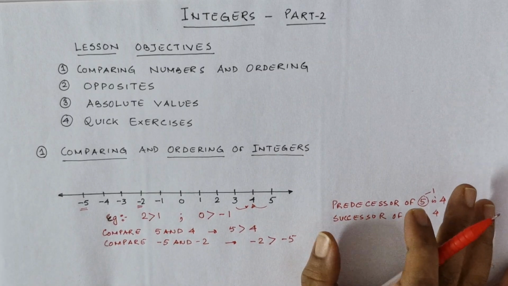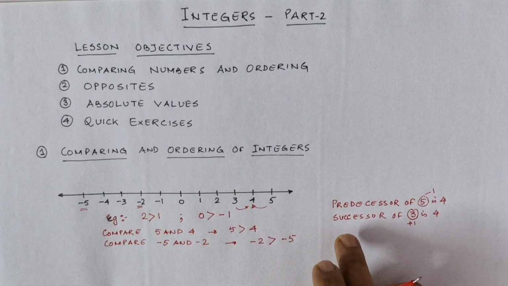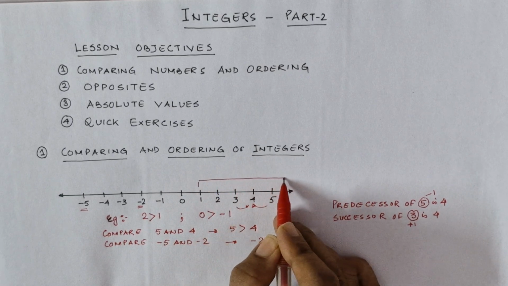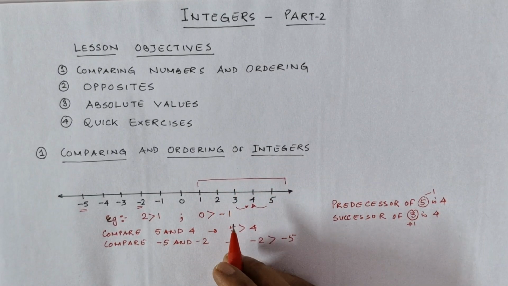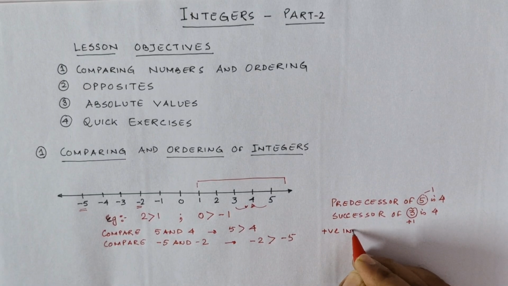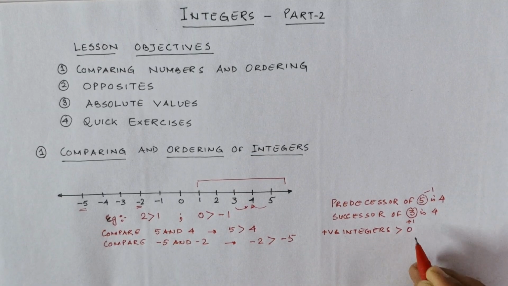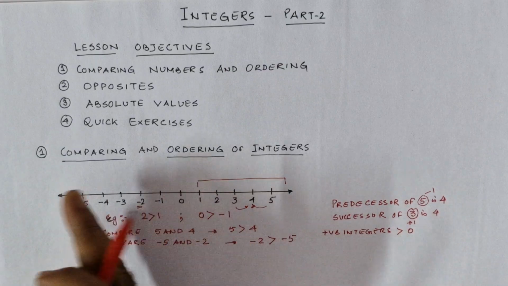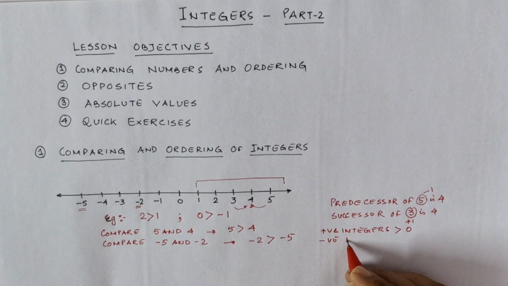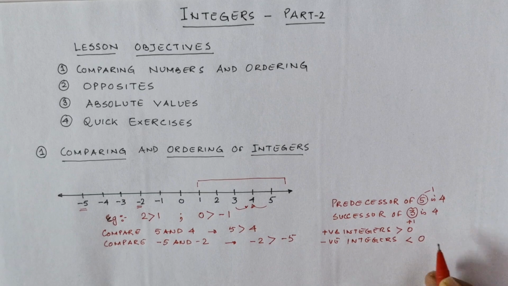Now there are a few points I want to say here. You can see all the positive integers till infinity are greater than 0. So positive integers are greater than 0. And obviously all the negative integers are on the left of 0. So we can say easily that all negative integers are less than 0, right?